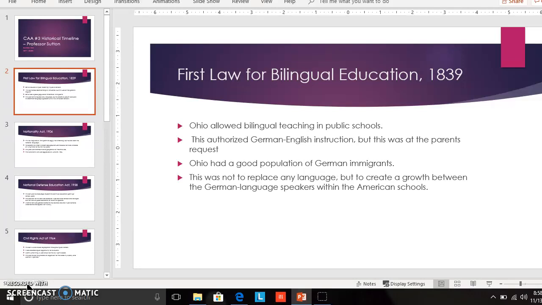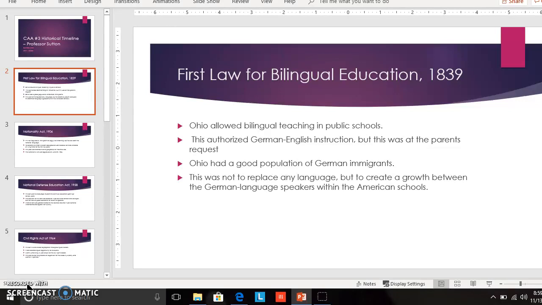So the first one that I am doing is over the first law for bilingual education, and this one happened in 1839. This one dealt with the state of Ohio. Ohio was the very first state to allow bilingual teaching throughout the public schools. In the public schools, they were authorizing German English instruction, but this was at the parents' request. If the parents didn't request it, it wasn't as big a deal as it seemed to be.